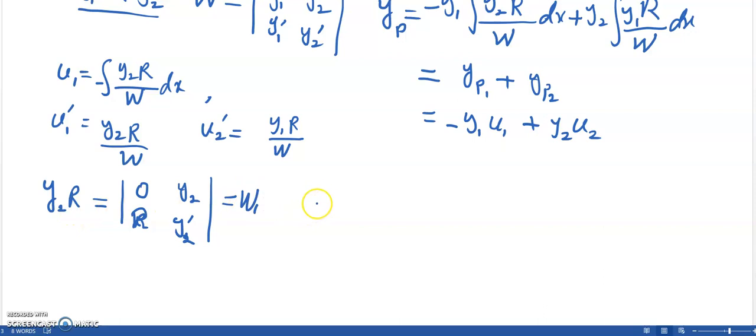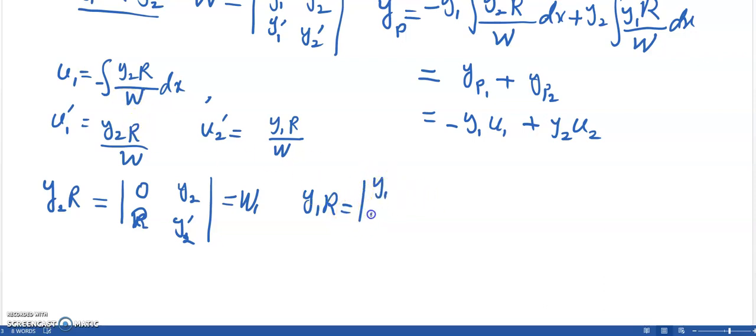Then for the second case, u2 is W2 over W. So in the second case, this y1 r we can write like this.